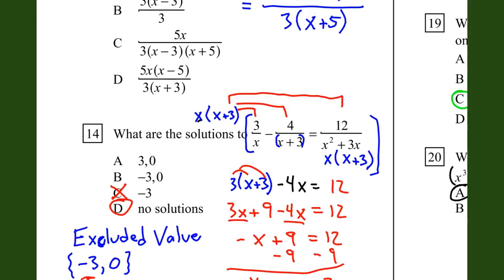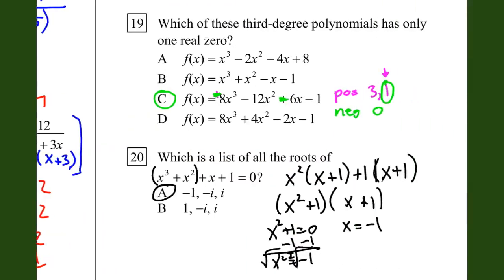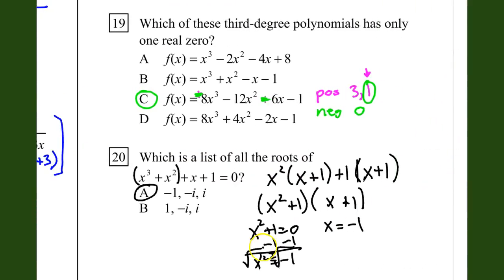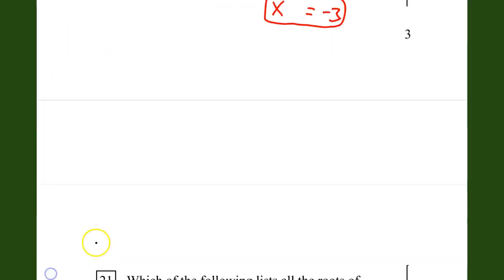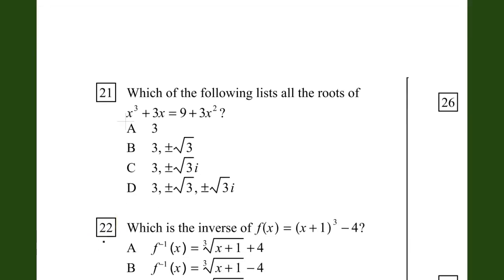Let's see here. All right, let's just do one more here. Let's do 21 because it's another question that has to do with roots. So let's go ahead and solve this.